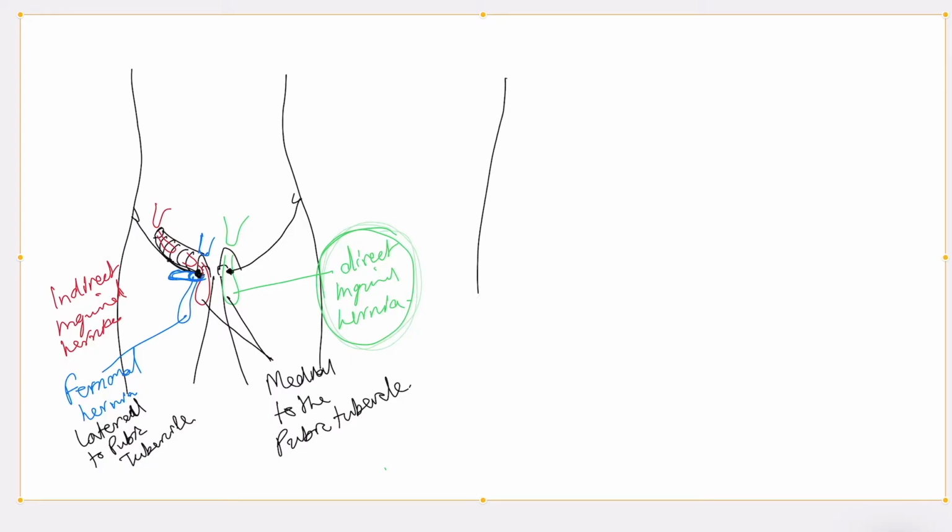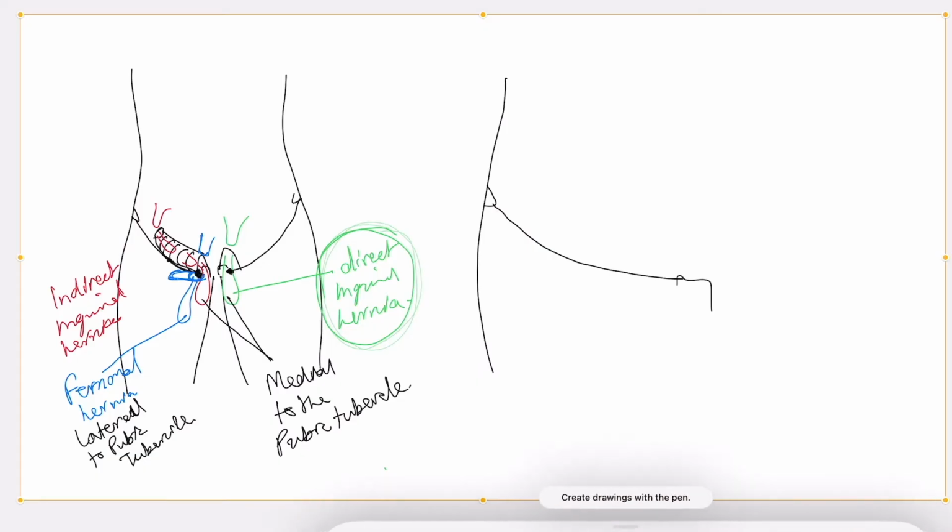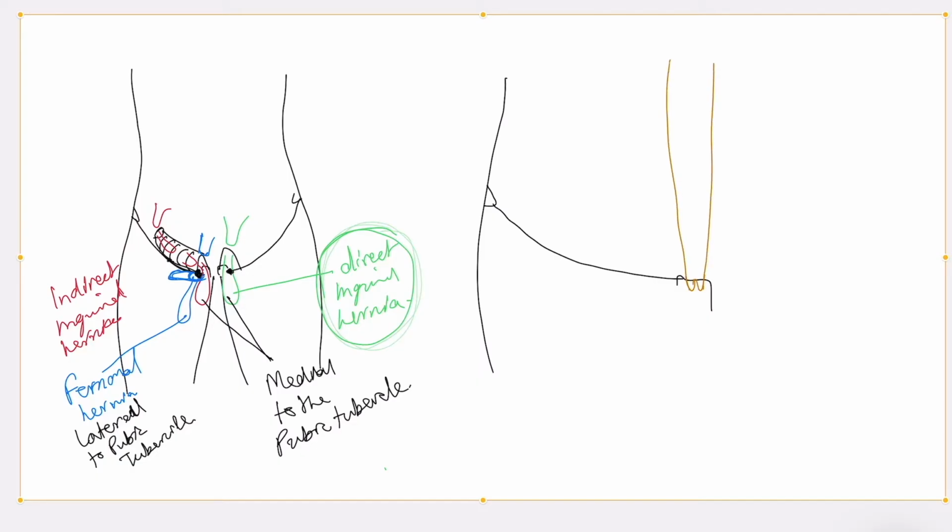Let's draw only one side. This is pubic tubercle, pubic crest, pubic symphysis. This is the iliac crest, right? And anterior superior spine, and this is inguinal ligament. So here what you'll find is this muscle with bifid heads of origin, and this is called rectus abdominis of one side.